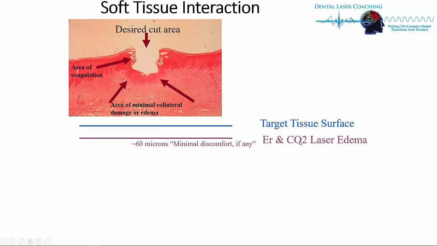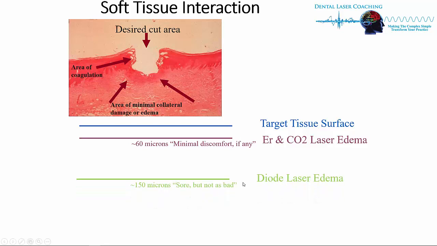And if we use an erbium or a CO2, they have minimal trauma or edema, approximately 60 microns, 1 to 2 cell layers of edema or trauma. When you can do that, the patient heals so much quicker. Less postoperative pain, no scarring. It just works great when you know how to do that.